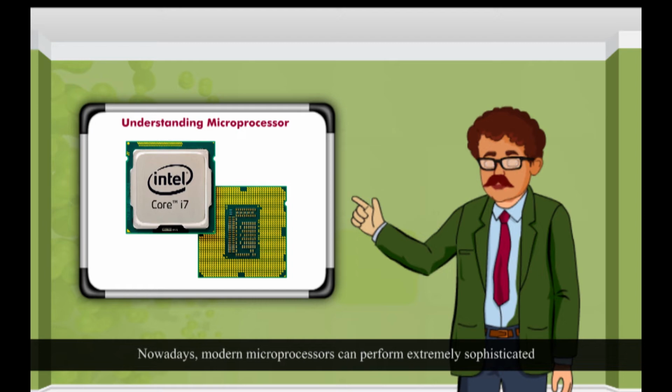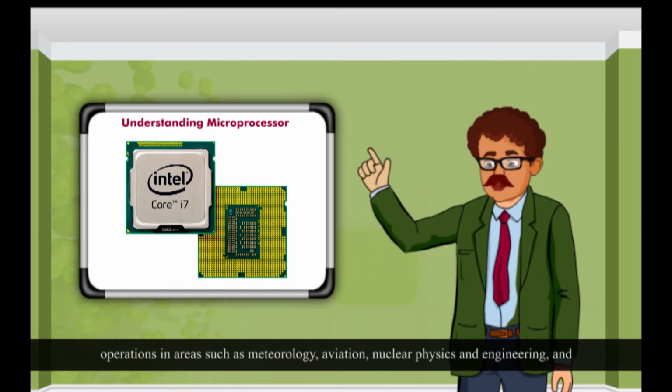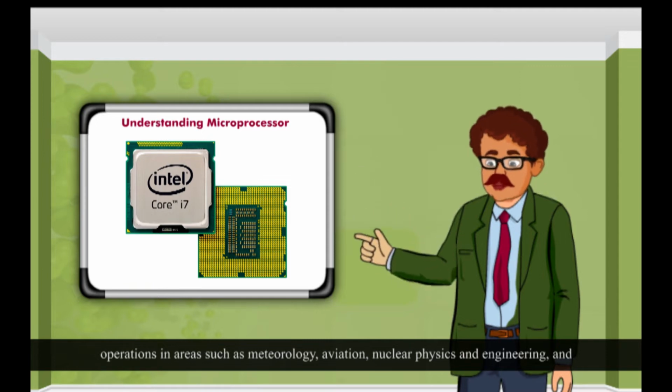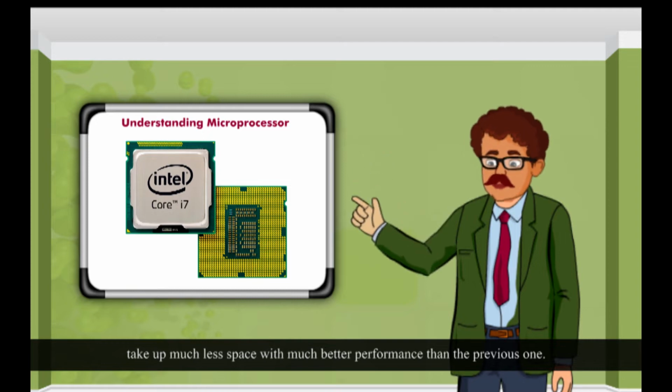Nowadays, modern microprocessors can perform extremely sophisticated operations in areas such as meteorology, aviation, nuclear physics and engineering, and take up much less space with much better performance than the previous ones.